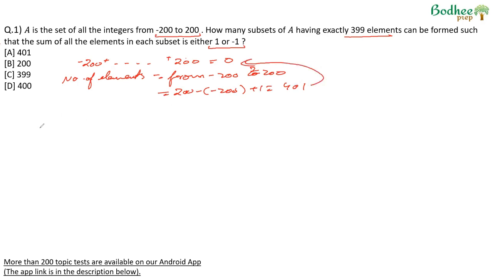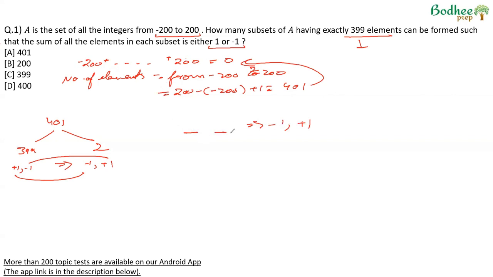From here, we have to take out 399 elements. And therefore, 2 elements will be remaining. The sum of the chosen elements is either plus 1 or minus 1. The sum of the entire thing is 0. So correspondingly, the sum of these two remaining elements should be minus 1 or plus 1, so that when we add them, it becomes 0. So getting 399 elements is the same as choosing two elements from A such that their sum is minus 1 or 1.